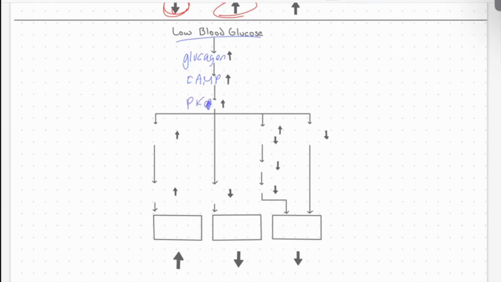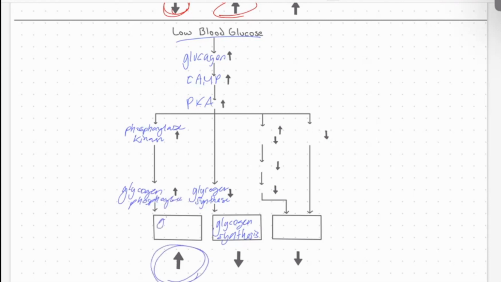This also increases PKA, protein kinase A, which decreases glycogen synthesis. Once PKA is increased, it actually increases the activity of an enzyme called phosphorylase kinase. This phosphorylase kinase ends up increasing the amount of glycogen phosphorylase, which then increases the stimulation of glycogen breakdown, which is what we want to increase the blood glucose level in the body.